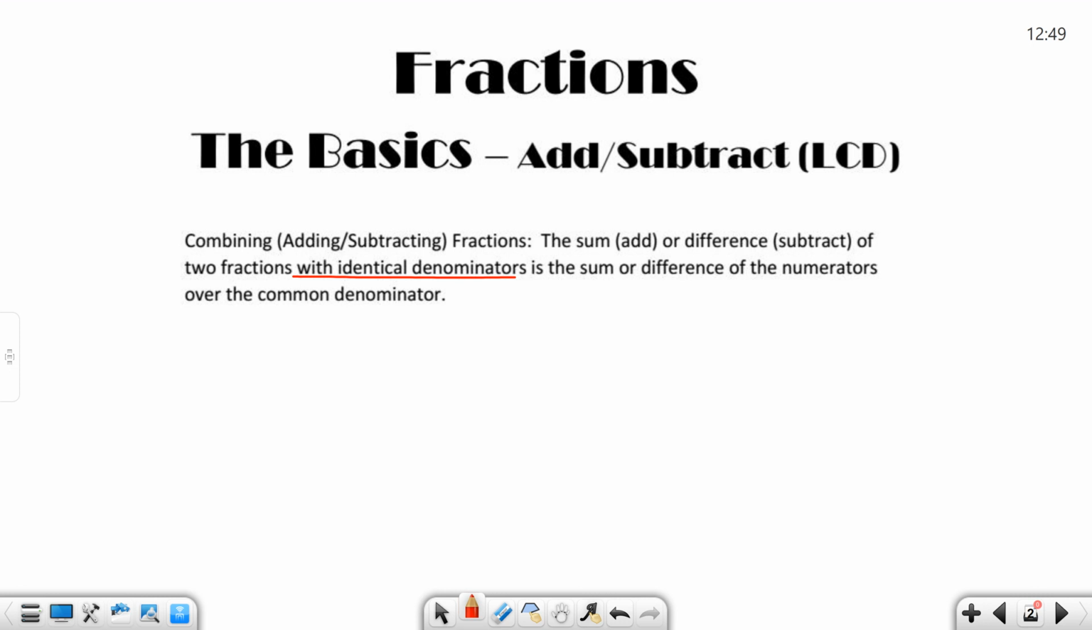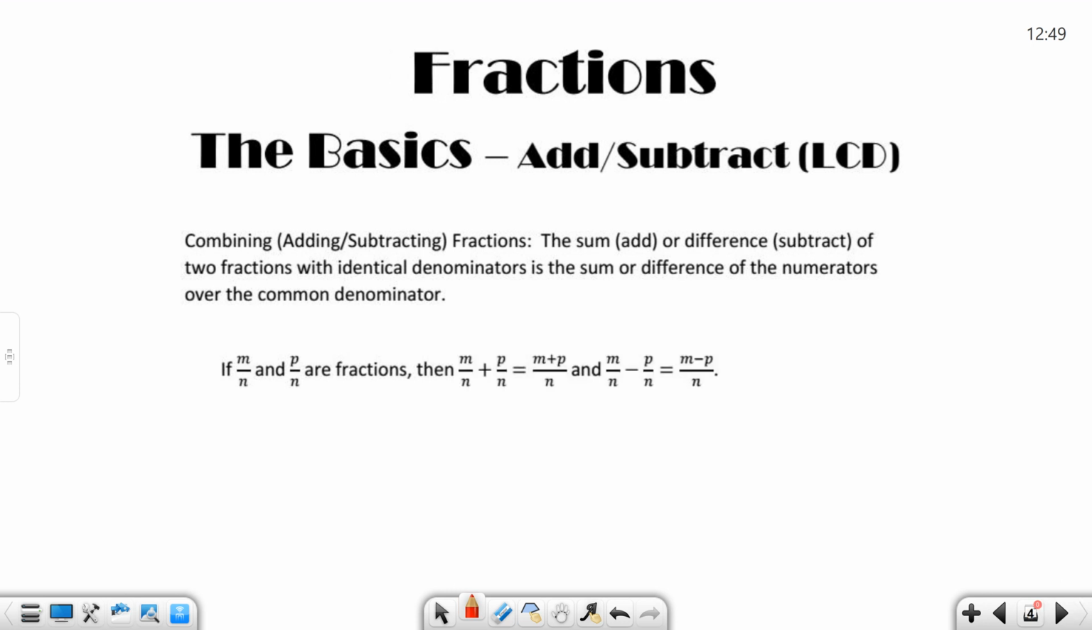Okay, we add when the signs are the same, and we keep the sign. We subtract when the signs are different, and we take the sign of the larger number, regardless of the sign. So if m over n and p over n are fractions, notice they're both over n, then m over n plus p over n, you add the numerators, but notice the denominator is n in each case. It does not change.